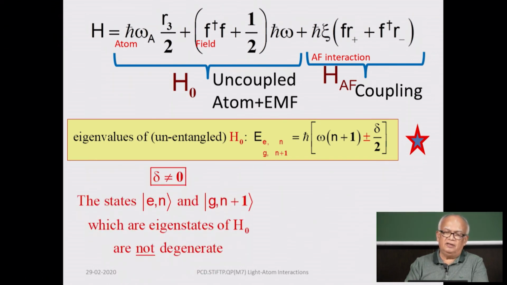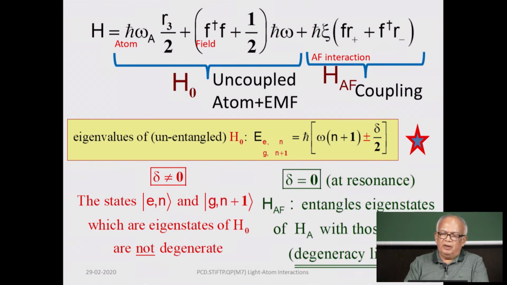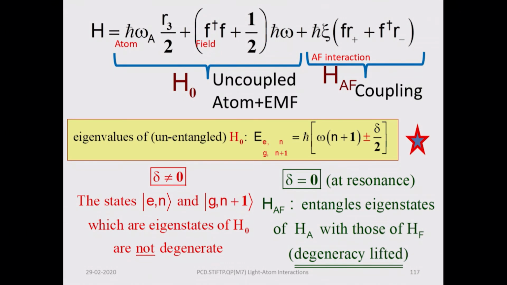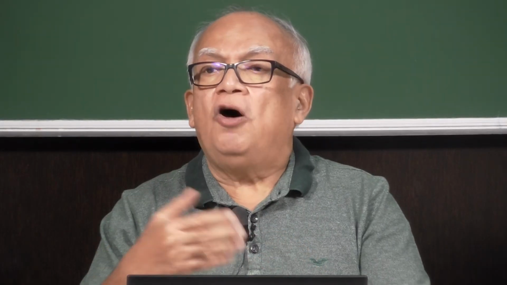These are unentangled factor states, and when delta is not 0, I already mentioned that they are not degenerate, but then when delta is 0, there will be resonance that suggests that they may be degenerate, but the degeneracy is going to be lifted by this interaction, which gets switched on at resonance. Okay? It is the resonance condition under which this interaction is switched on and the degeneracy will be lifted.